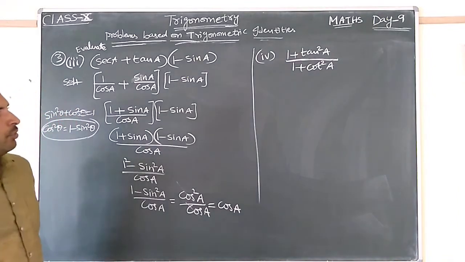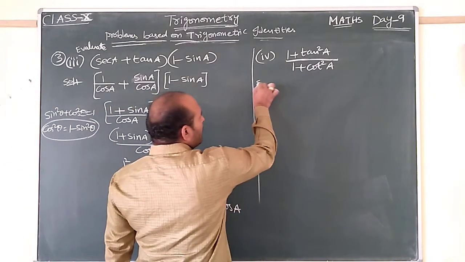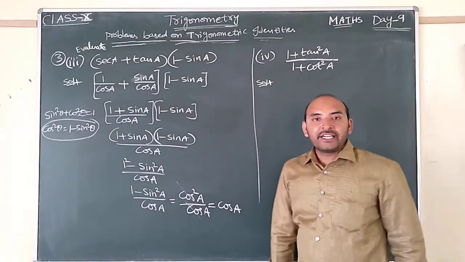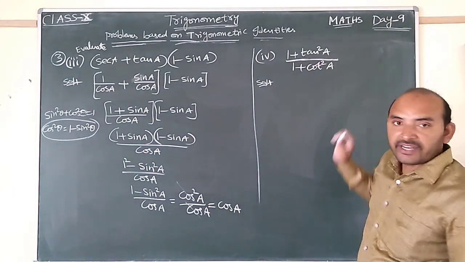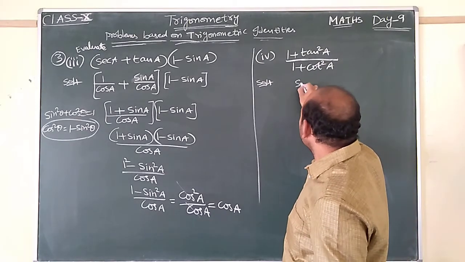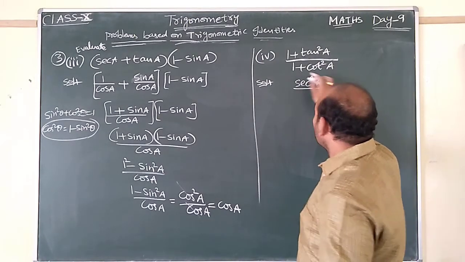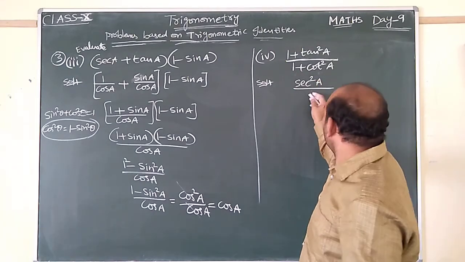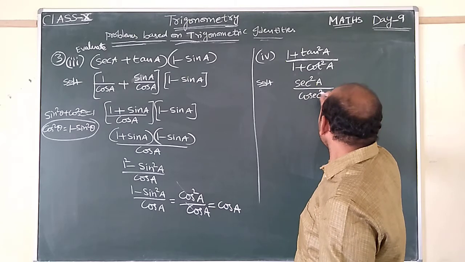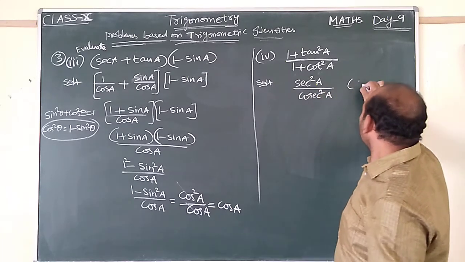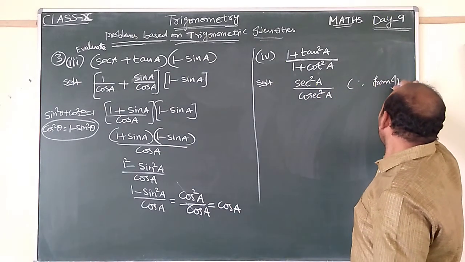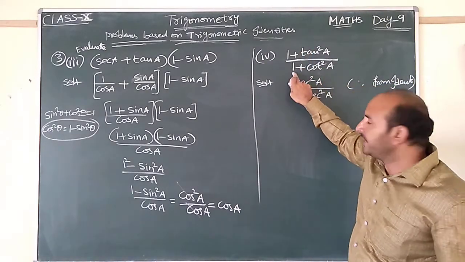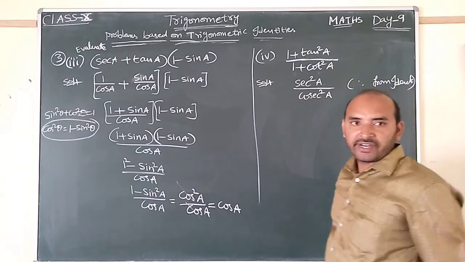Now coming to the fourth bit. We know very well what the second trigonometry identity is. 1 plus tan square A formula is what? That is clearly secant square A. Upon the third trigonometric identity, 1 plus cot square A is cosecant square A. So from the identities, this is the second identity, this is the third identity. Secant square A divided by cosecant square A, direct formula.